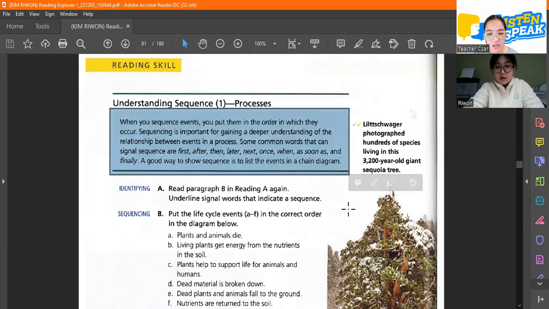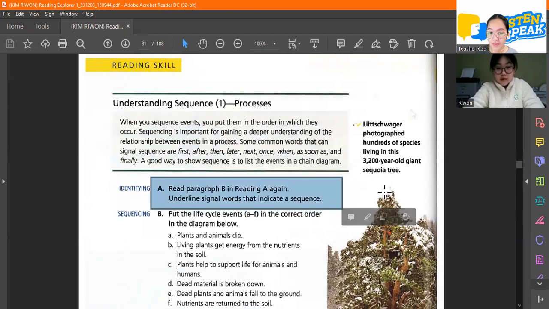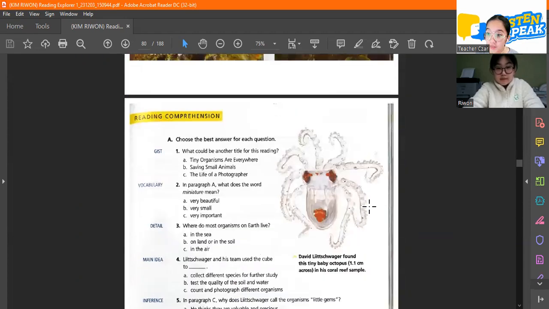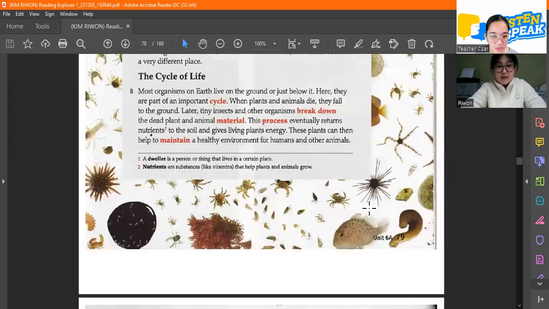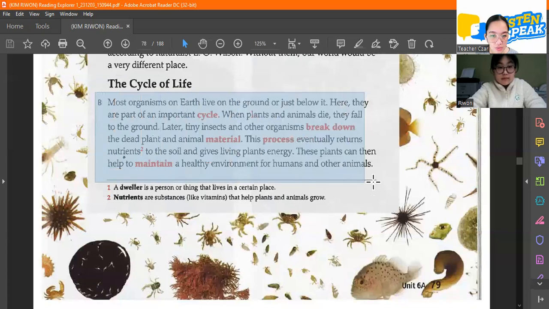No. Okay, so now we will be having the identifying, which is this one, and we will read paragraph B in reading A again. So here is the paragraph. Do you have your book with you? Oh, no. Okay, still no. Okay, no worries. So here is paragraph B. Can you please try to read this one?